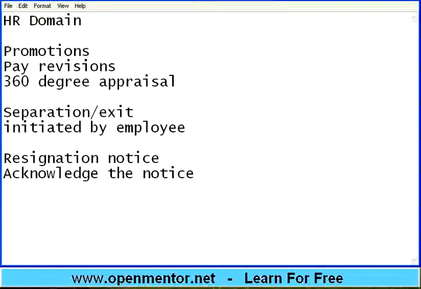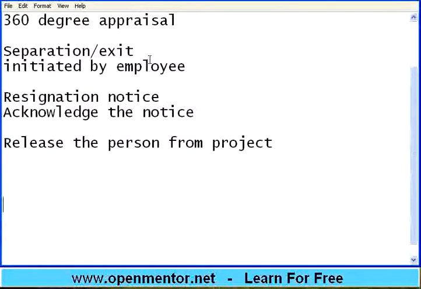For example, if the person is in project, release the person from project. So releasing from the project happens as though the person is moving from one project to another project. So first, if the person is working in a project, make sure knowledge transition is happening, that the reporting manager is informed, and there is a target date set to release this person. Release the person from the project. This is the first step. During this time, the person has to serve the notice period.